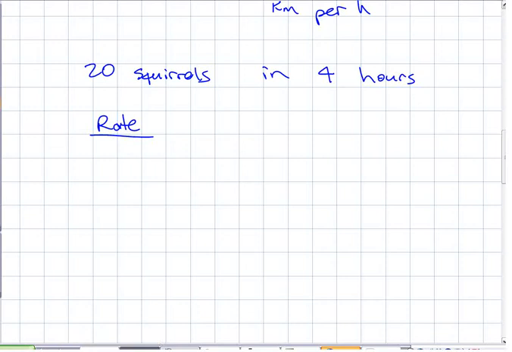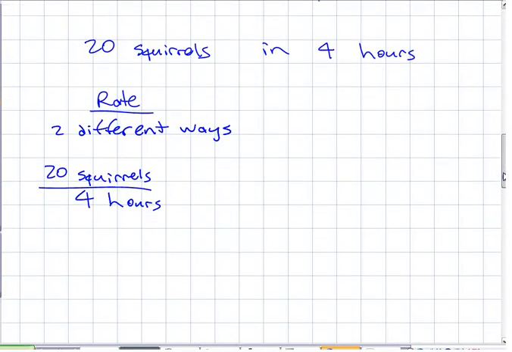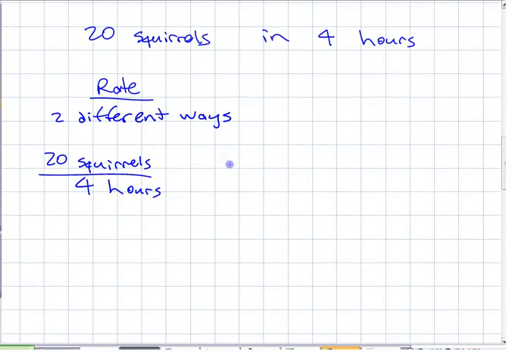You should write them down. One of the rates makes a lot more sense than the other one. I could say that I have 20 squirrels in 4 hours, right? I could write it like that. Or I could write it as it took 4 hours to see 20 squirrels. Does that make sense to you? Do you see why you could write it 2 different ways?